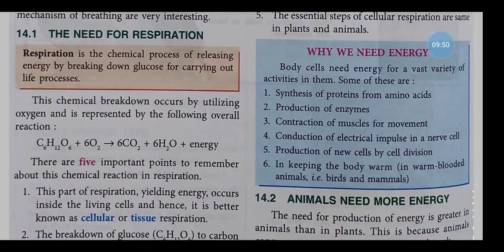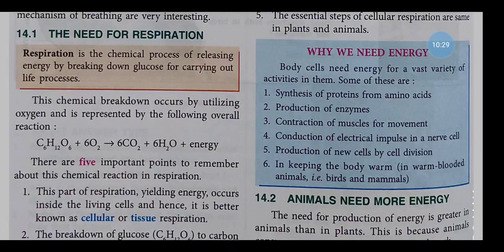Fourth one is the conduction of electrical impulses in nerve cells. You know that nerve cells are mainly involved in the transportation of messages from the CNS to the different parts of the body and from the different parts of the body to the CNS. CNS is the central nervous system. You know that the CNS controls all the activity of our body, and this controlling is done with the help of electrical impulses, meaning messages are transported from one part of the body to another in the form of electrical impulses. So, this transportation of electrical impulses needs energy, right?